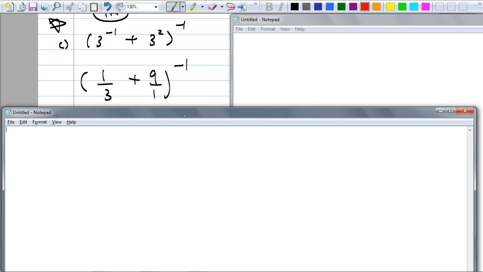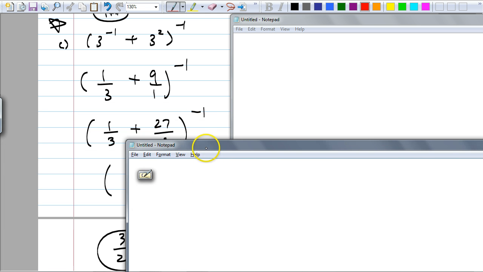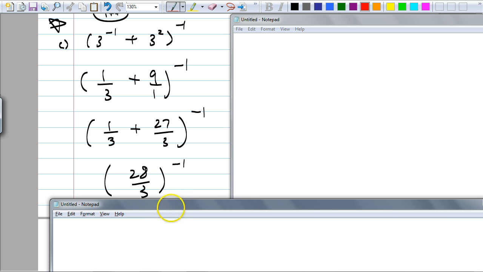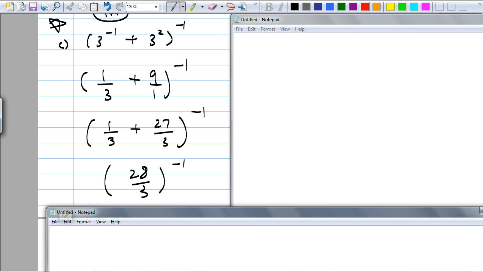What do you need to add fractions? Common denominator. Yeah. So what is the common denominator in this case? 3. So how do I make 9 over 1 have a denominator of 3? Multiply by 3 over 3, top and bottom by 3. Not both sides, this is an expression. Okay, so you get 27 over 3. So when you add this together, you get what? 28 over 3, to the negative 1 power, right?